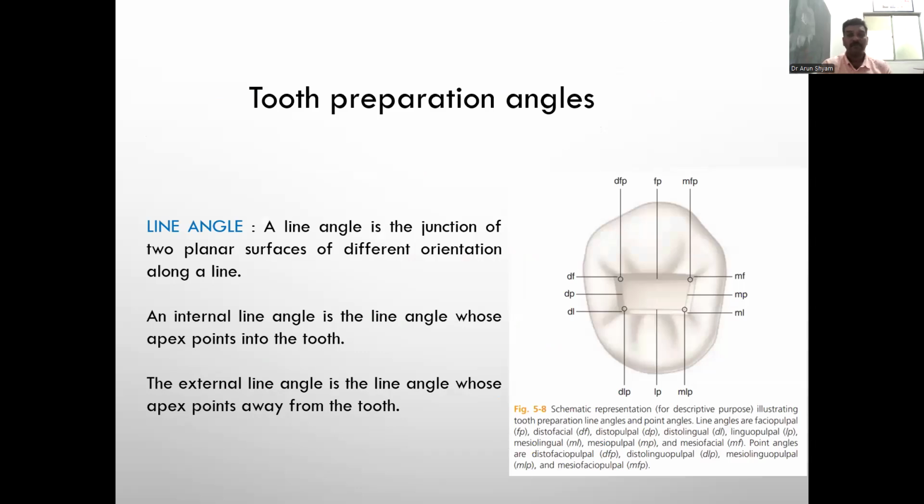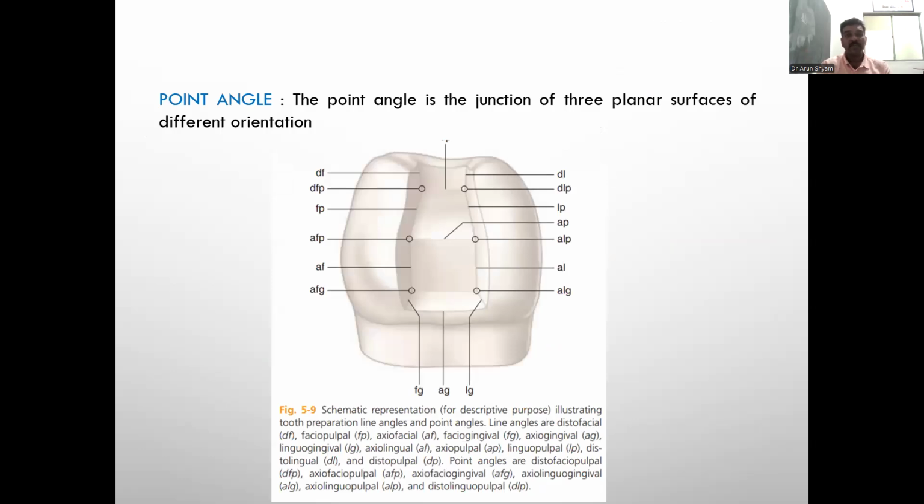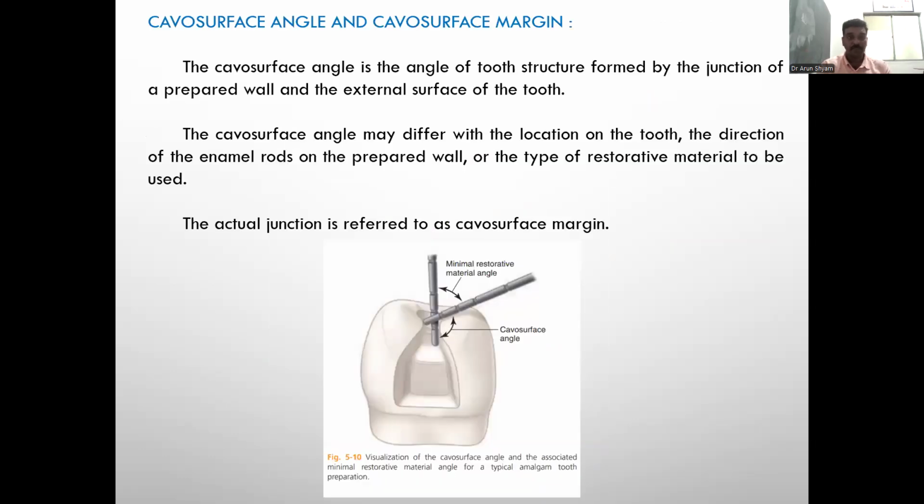And angles. There are mainly two angles, line angles and point angles. Line angle is the junction of two planar surfaces of different orientation along a line. And point angle is the junction of three planar surfaces of different orientation.